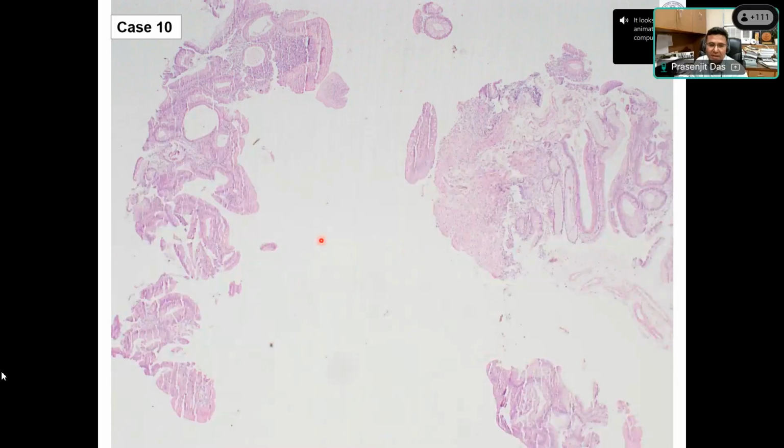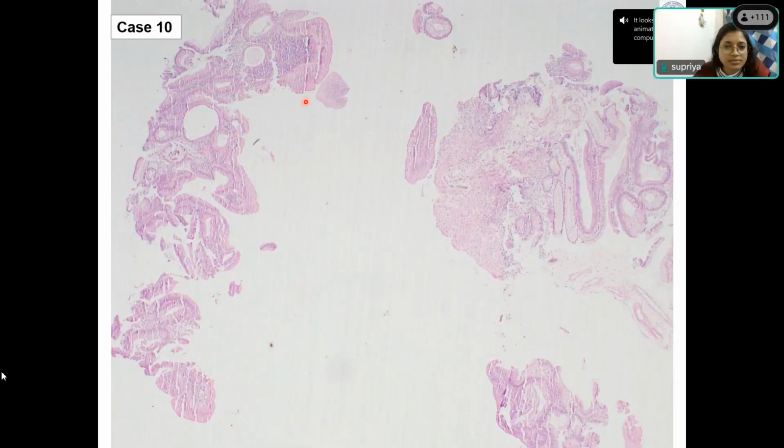Okay. Last case, anyone want to discuss what you are identifying? So this is just a spotter. Architectural distortion is there. Crypts are also dilated. Some crypts are elongated also. So I could appreciate a tubular pattern and villus pattern. So can it be a tubulovillous pattern? I will tell you, this is a rectal biopsy.